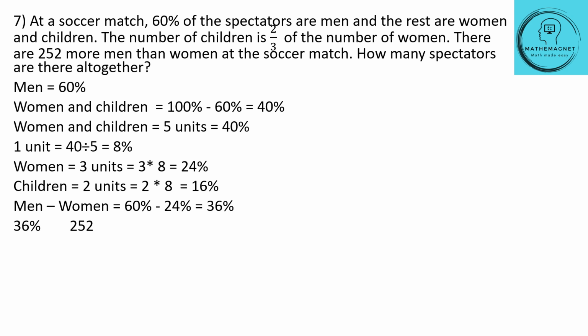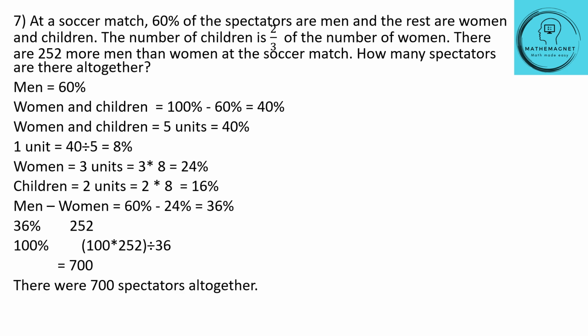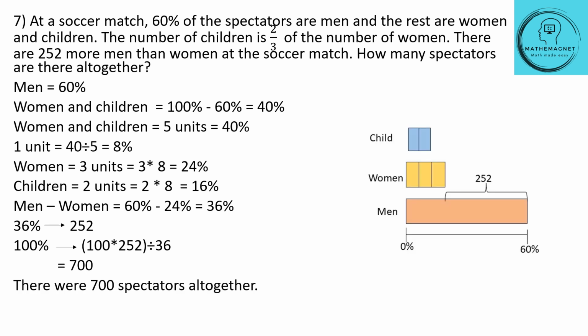So now we know the individual percentage for each of men, women and children. We also know the difference between men and women is 252, right? So the percentage difference will be 60% minus 24%, which is 36%. Now 36% is 252. So what is 100%? They want to know how many spectators are there altogether, which means they want to know how much is 100%. So 36% is 252. 100% will be 100 into 252 divided by 36, which is equal to 700. So there are 700 spectators altogether.